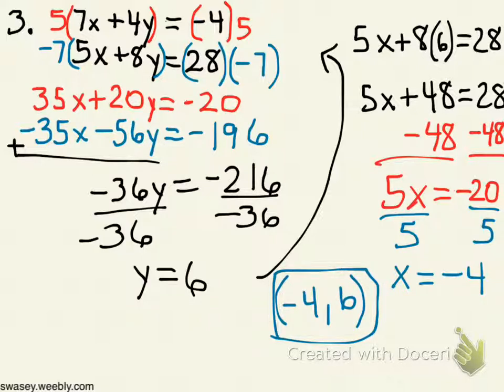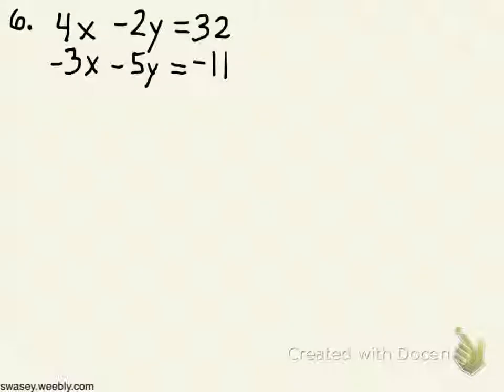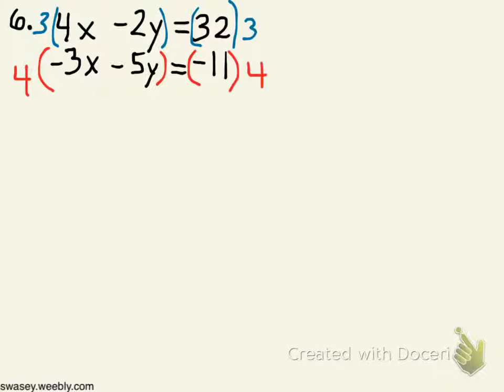So these are intersecting lines that have that one solution. This time, if we multiply the top equation by positive 3 and the bottom by positive 4, then we'll already end up with opposite signs. So notice that to begin with, we already have opposite signs. 4x is positive, negative 3x is negative. So distribute your 3.